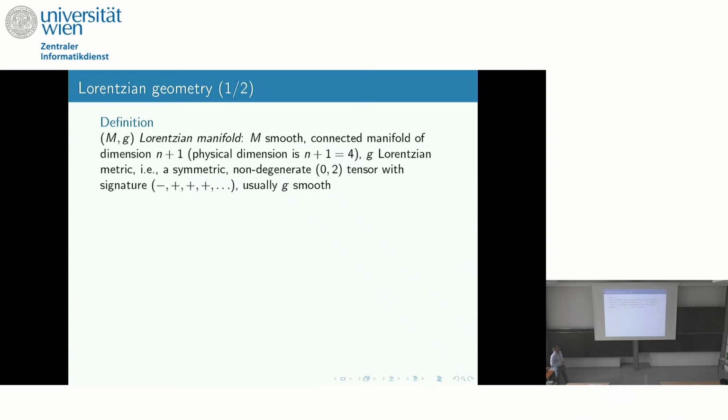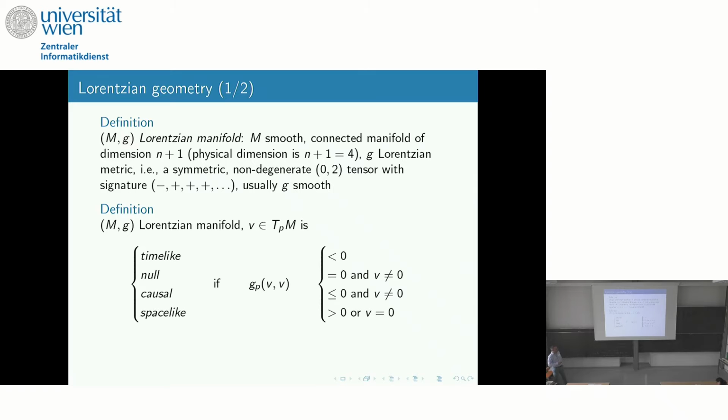So the physical dimension is n+1 equal to 4. The Lorentzian metric g is a symmetric, non-degenerate (0,2) tensor with signature minus for the time direction and plus for the space directions. For most of the talk, g is going to be smooth, and then at the very end, I will make some comments on the non-smooth framework.